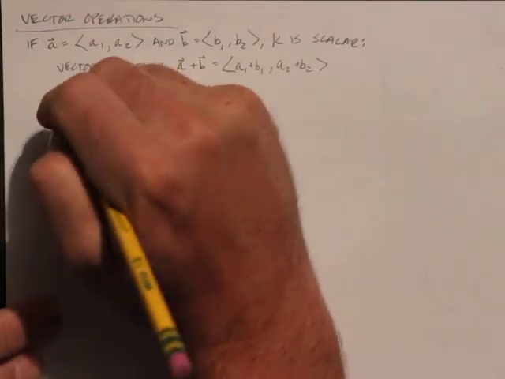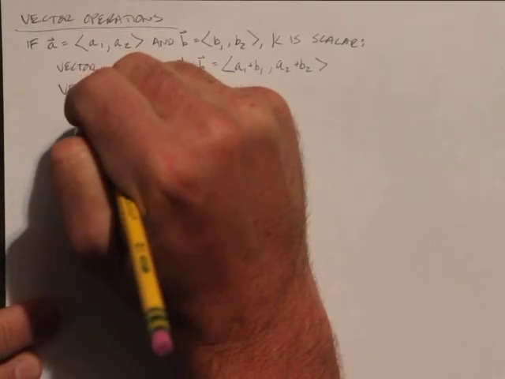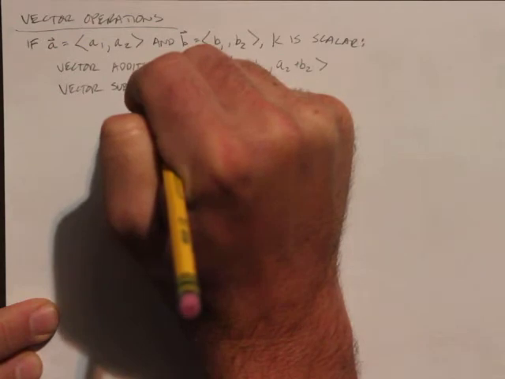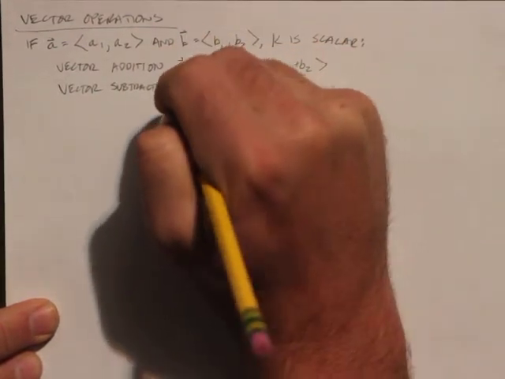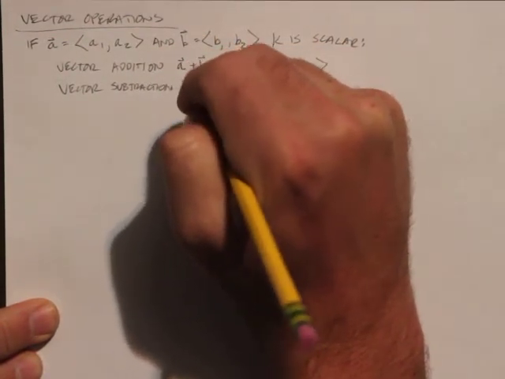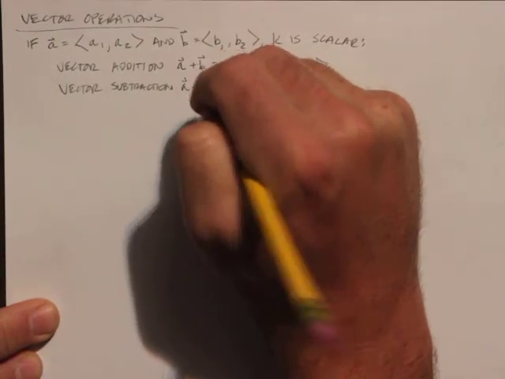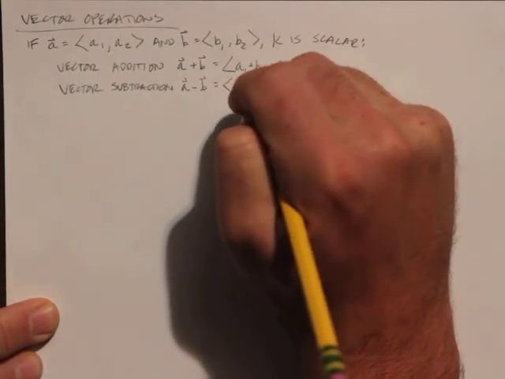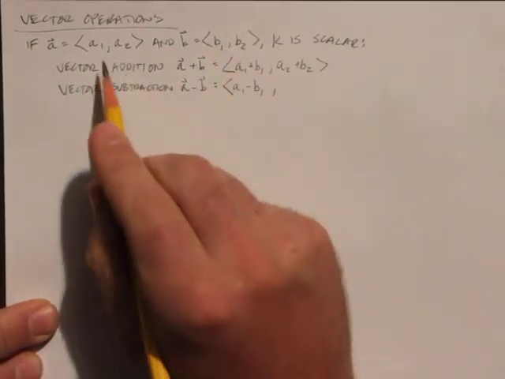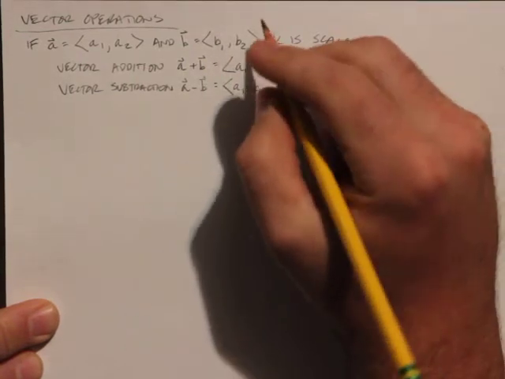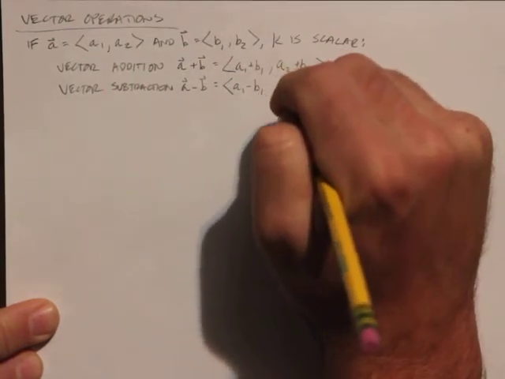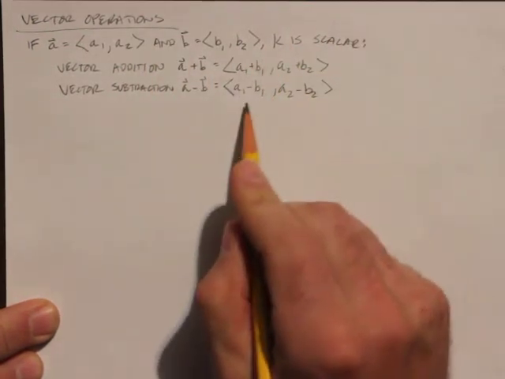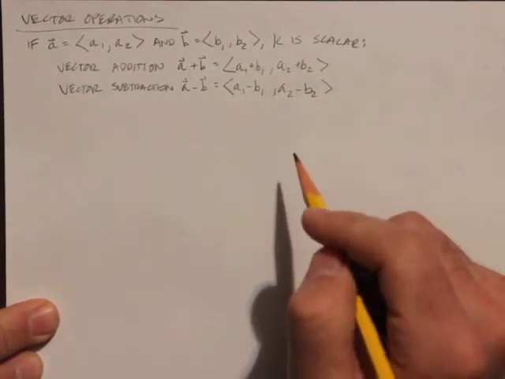Let's look at vector subtraction. I'm assuming it's going to look very similar, right? So if I have vector A minus vector B, then I get A1 minus B1, so those are the x values here, comma A2 minus B2, just very similar to the addition, right?